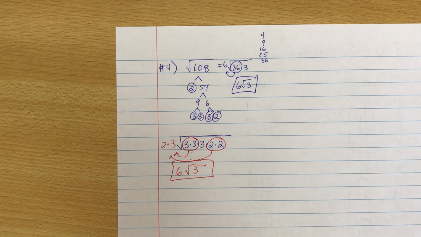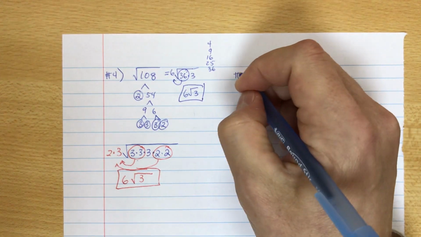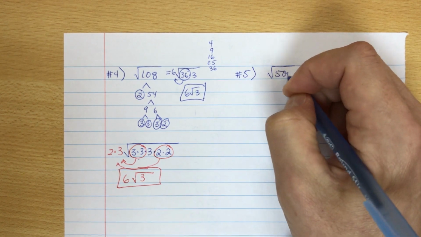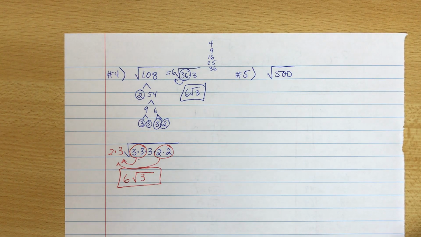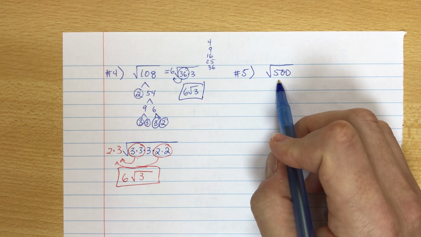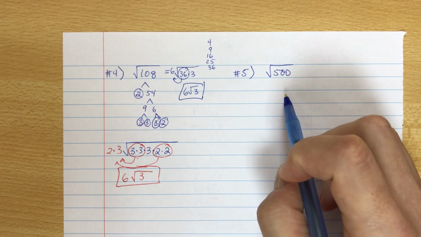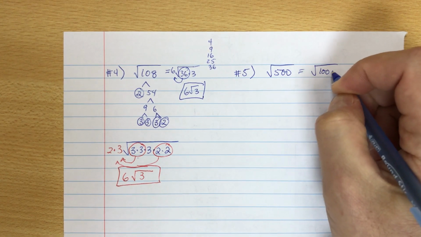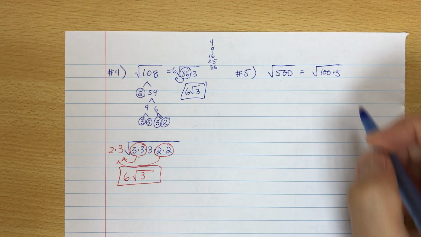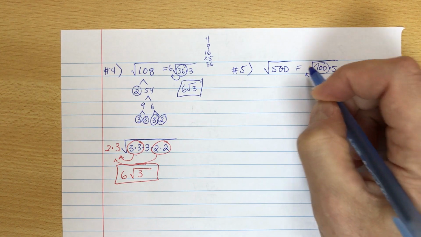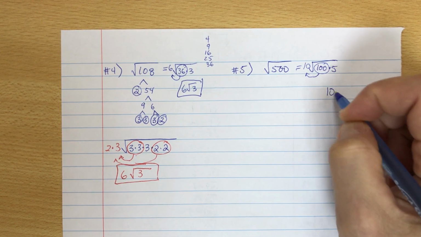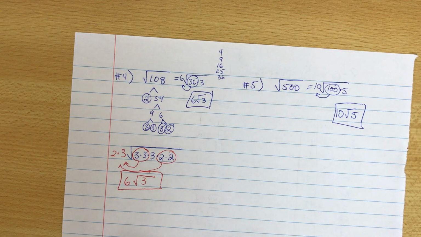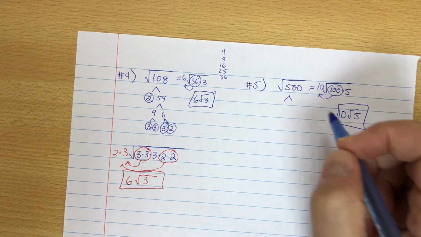All right, let's do one more here. Let's take the square root of 500. Now, if you can think, what's the biggest perfect square factor of 500? Well, how about 100? How about we look at that as the square root of 100 times 5? What's the square root of 100? It's 10. So the answer is 10 square root 5. You see how much faster that is than if we try to go through here.